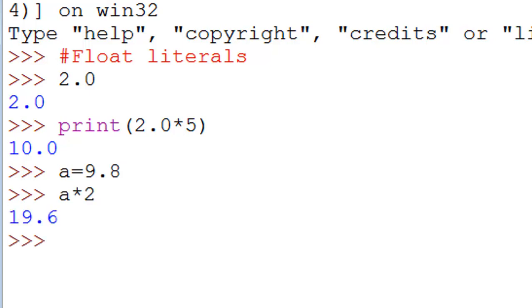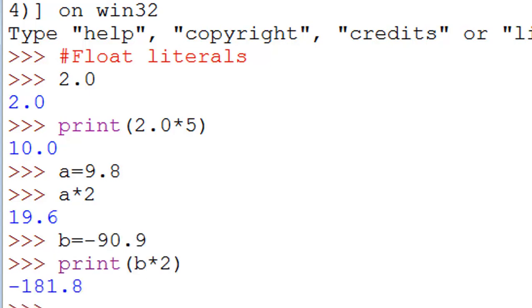So any numeric calculation is possible. It can have a negative or a positive value, and still I can perform calculations. Now the fractional values can be written in exponential form as well.